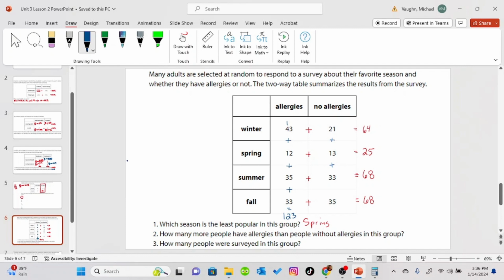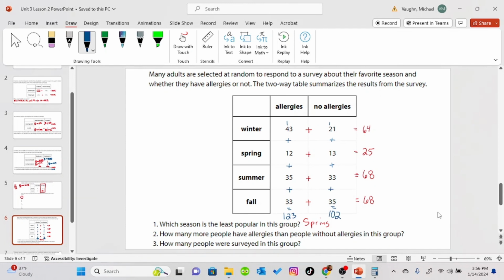Now we need to add everyone who does not have allergies. 1 plus 3 is 4, 4 plus 3 is 7, 7 plus 5 is 12. Carry the 1. 1 plus 2 is 3, 3 plus 1 is 4, 4 plus 3 is 7, 7 plus 3 is 10. So 123 have allergies, 102 do not, and they want to know how many more people have allergies than people without.